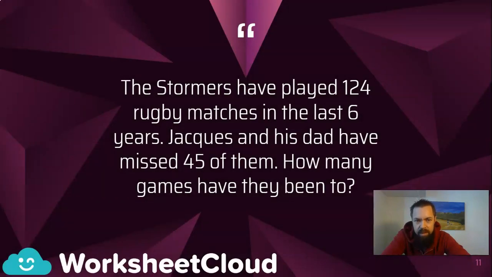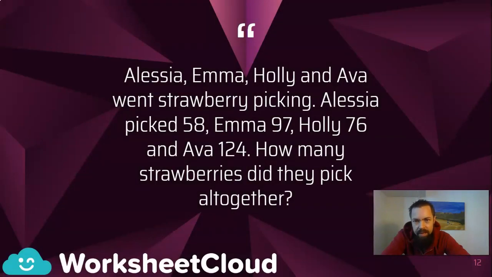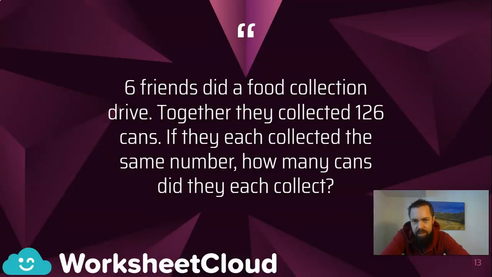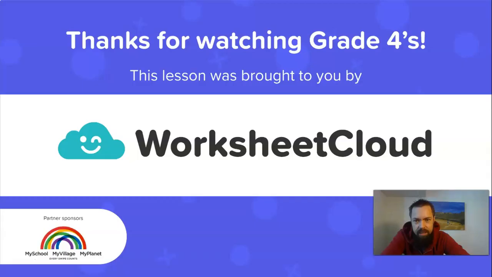The Stormers have played 124 rugby matches in the last 6 years. Jacques and his dad have missed 45 of them. How many games have they been to? Alessia, Emma, Holly, and Ava went strawberry picking. Alessia picked 58, Emma 97, Holly 76, and Ava got loads, 124. How many strawberries did they pick altogether? 6 friends did a food collection drive. Together they collected 126 cans. If they each collected the same number, how many cans did they each collect?